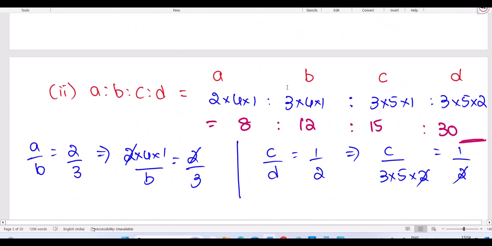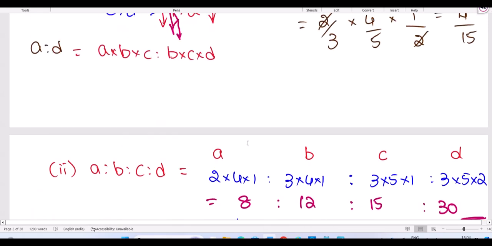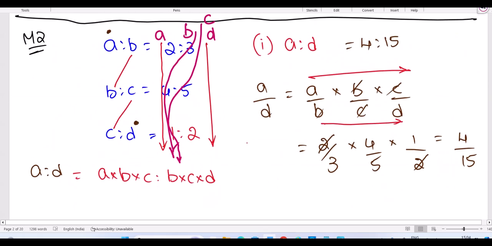D is 3 into 5 into. Directly you can write. But make sure before writing, this is in the proper order. Proper order in the sense, first one ending, next one starting must be same. Then second one ending, third one starting must be same. If not, it's not in proper order.